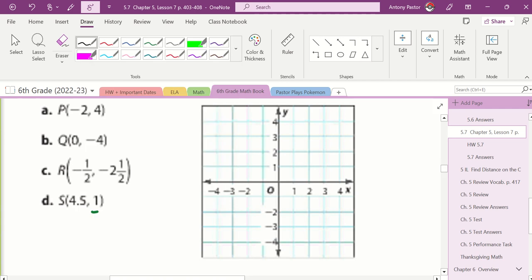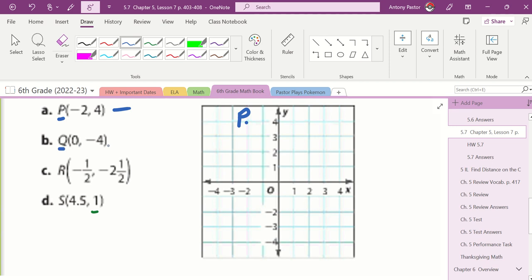Yeah, we'll just go with this. So I'm going to go ahead and use a different color. For point A, we'll use blue. -2, 4. I'm going to start at 0, 0. First number is negative, so I'm going to go to the left, -2. Second number is positive, up 4. I'm going to be right there. And I'm going to label this P because it has a name.